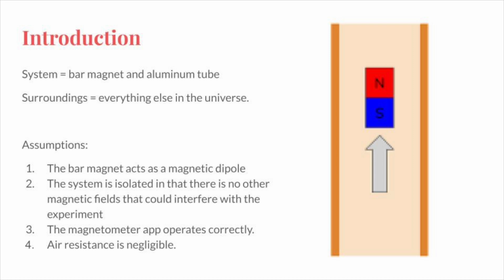In this lab, the system is the bar magnet in the aluminum tube, while the surroundings is everything else in the universe. We assume that the bar magnet acts as a magnetic dipole. The system is isolated in that there are no other magnetic fields that could interfere with the experiment. The magnetometer app operates correctly and gives accurate measurements, and air resistance on the magnet is negligible while within the tube.